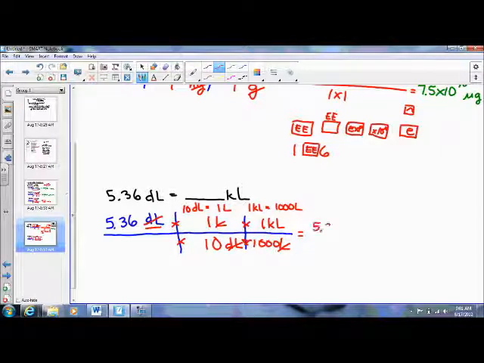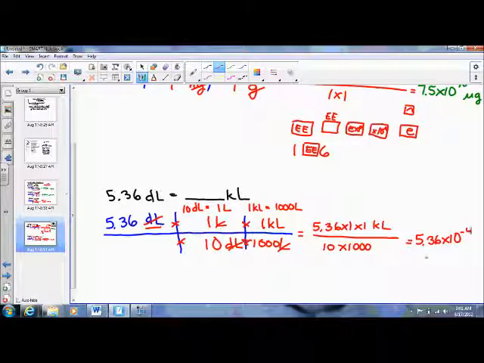So I have 5.36 times 1 times 1 kiloliter all over 10 times 1,000. Okay, let's put it in the calculator. 5.36 times 1 divided by 10 times 1,000. That is 5.36 times 10 to the negative 4, or your calculator might show 0.000536. These are the same numbers in different format.